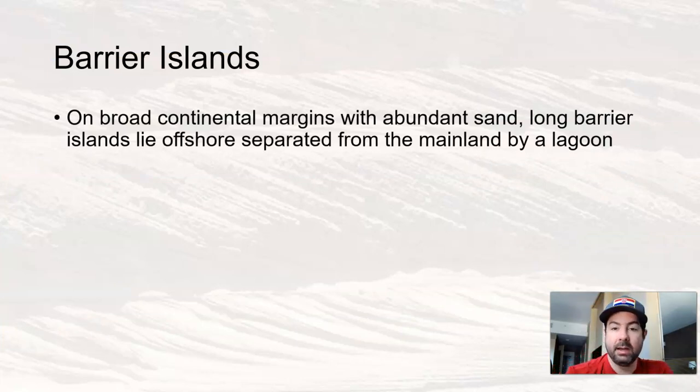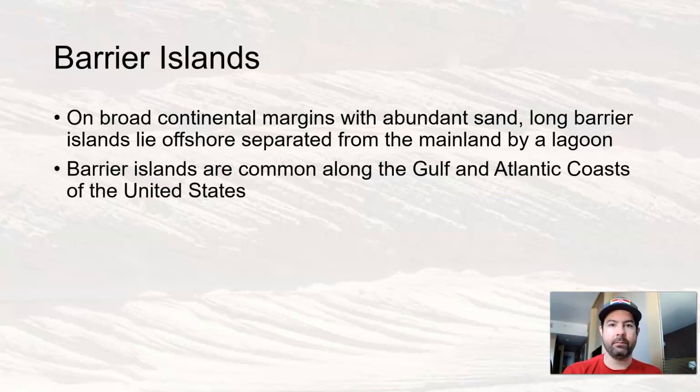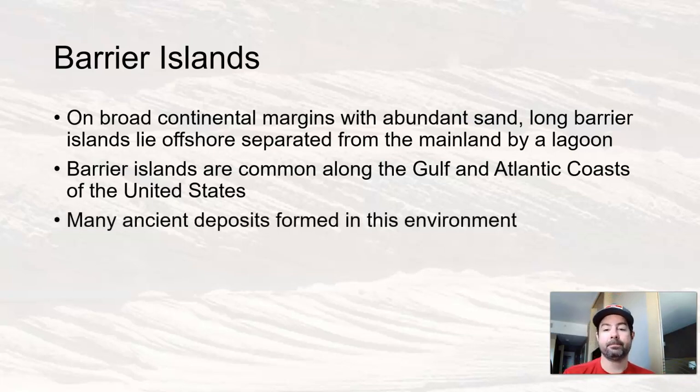Barrier islands. So on broad continental margins where there's abundant sediment, like sand, you'll get these long barrier islands offshore, separated from the mainland by some sort of lagoon. In the U.S., barrier islands are common along the Gulf Coast and the Atlantic Coast. Texas in the Gulf Coast has some barrier islands. North Carolina off its coast in the Atlantic Ocean has some barrier islands.